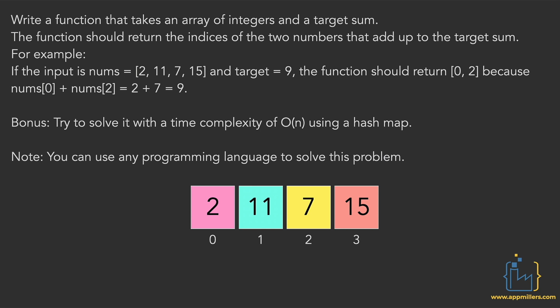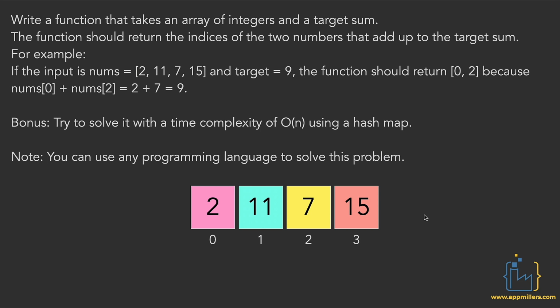The first one is going to be the array of integers and the second one is the number, which is going to be target sum. So the function should return the indices of two numbers that add up to the target sum. So this means that we need to find the numbers whose sum is equal to the target sum, and we need to return the indices of those numbers from the array.